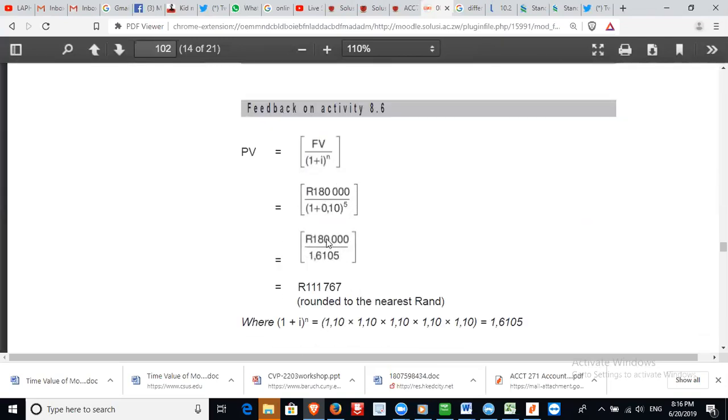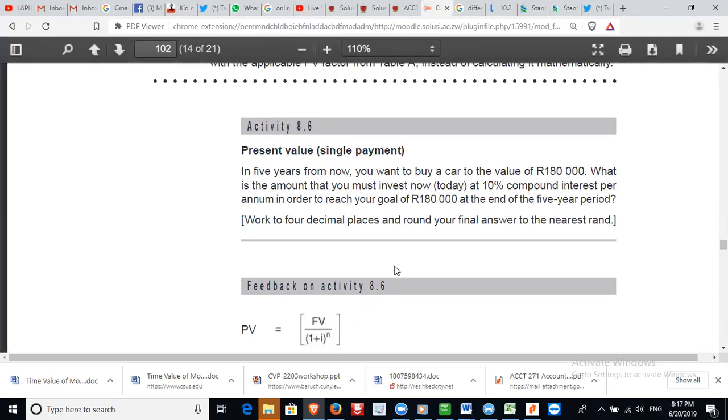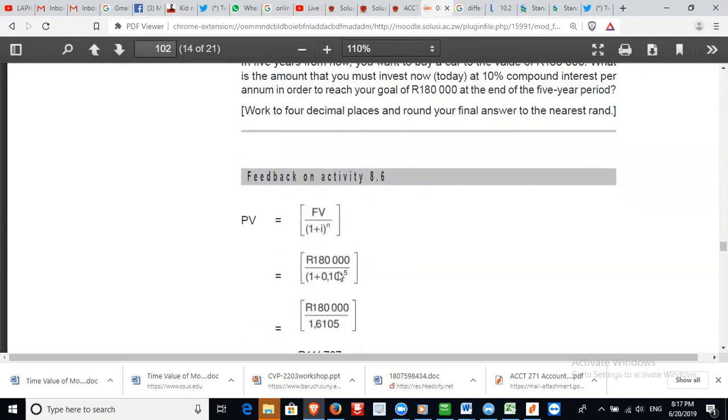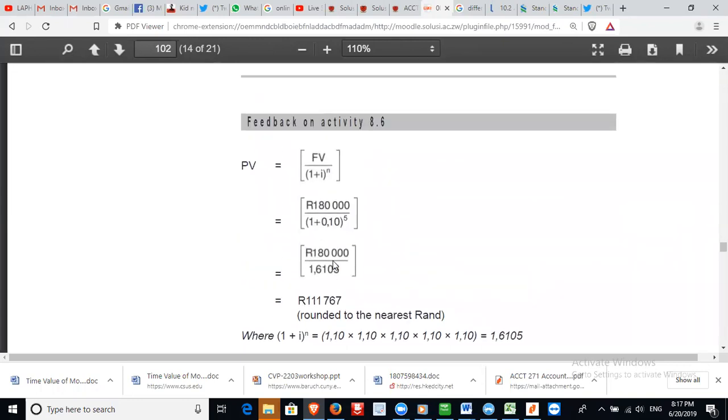Our future value is 180,000, divided by 1 plus our interest of 10%, to the power of 5 years. So that is 180,000 over 1.6105, which gives 111,767. That's the amount that we need to invest today to get 180,000.